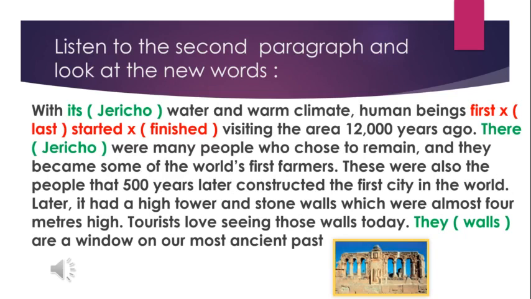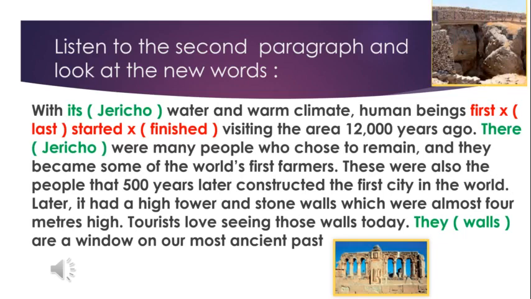Later, a high tower and stone walls which were almost 4 meters high. They started building here. Let's see the pictures. Do you see the tower here? They started building the first tower there, about 4 meters high, using stone walls. It was the first time the humans started to build such walls, such towers.